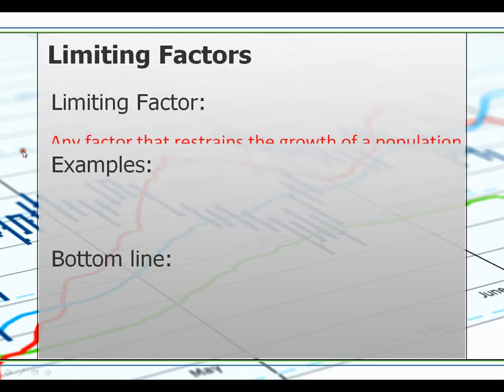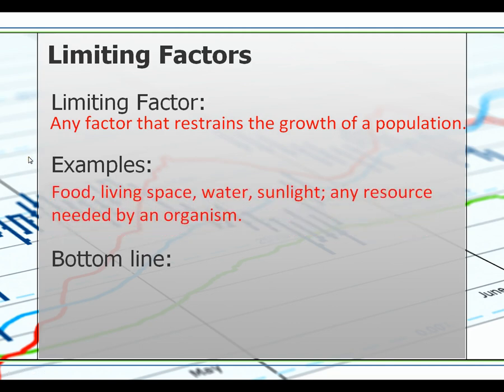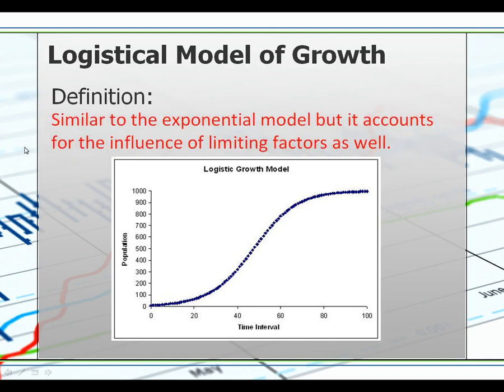So I mentioned limiting factors, and these are anything that restrains the growth of a population. Food, living space, water, sunlight in the case of plants, any resource that an organism needs to survive. The bottom line, in reality, all organisms are limited by their environment. A more realistic model of growth is called the logistical model. It's often called the S curve instead of a J. It looks somewhat more like an S. It's similar to the exponential model, but it accounts for the influence of limiting factors.